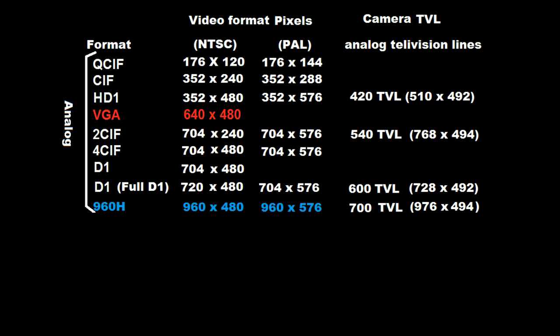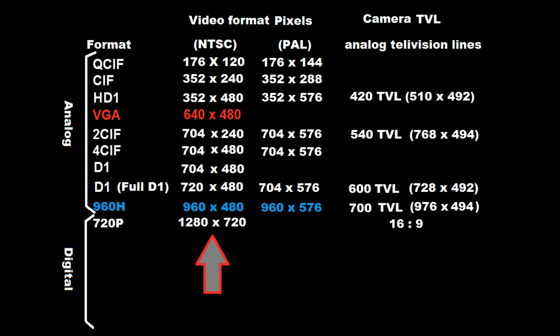But if you'd like a higher resolution than 960 by 480, you can go to digital. When running digital video, you replace the coax cable with Cat5 or Cat6 network cable. The lowest digital resolution is called 720p. The good news is, with digital, you don't have to worry about NTSC or PAL. All digital is the same and is based on two items: the number of pixels you're displaying, in this case 1280 by 720, and the aspect ratio.